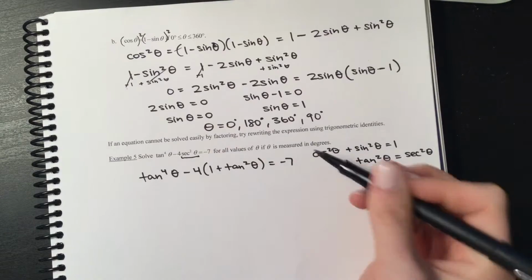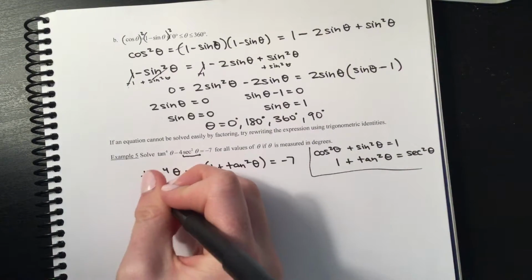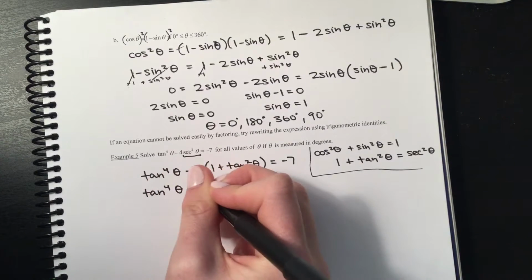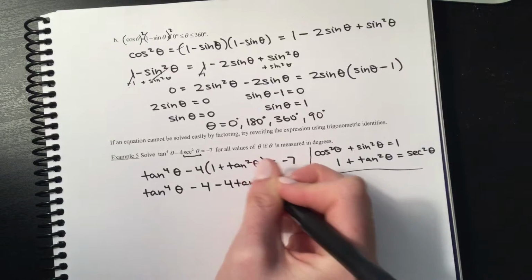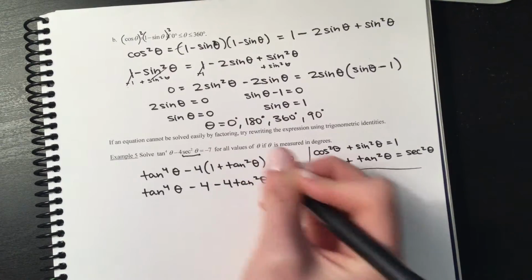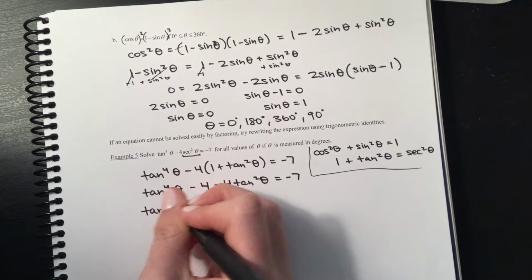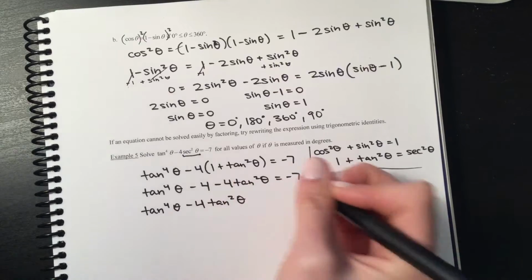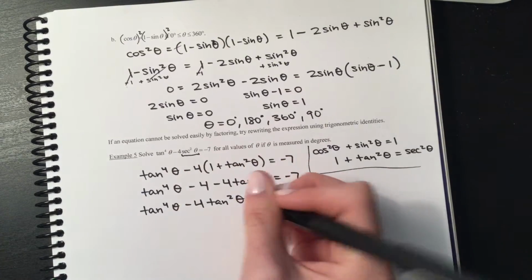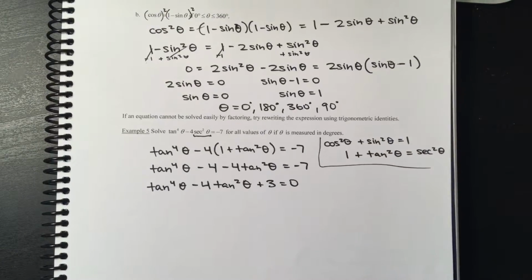Okay, so let's simplify that down. So we're looking for answers in degrees. So first distribute that 4. Okay, so I'm going to add that 7 over to the other side. So I have tangent to the 4th, and then minus 4 tangent squared. And then when I add this 7, I have negative 4 plus 7. So I get this. So now I can solve this by factoring.